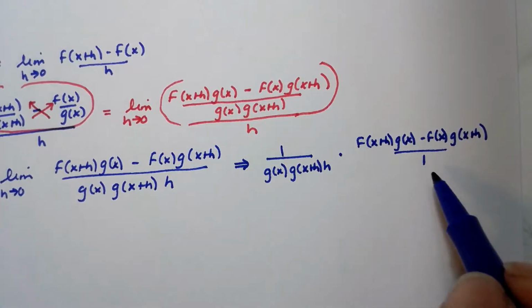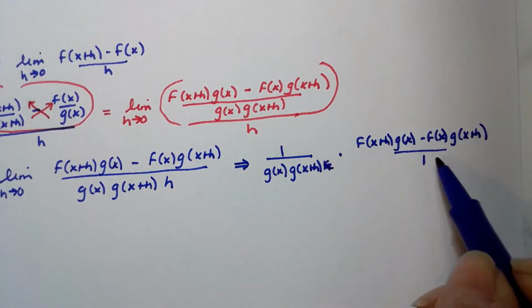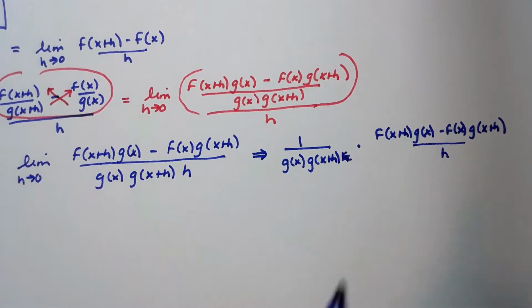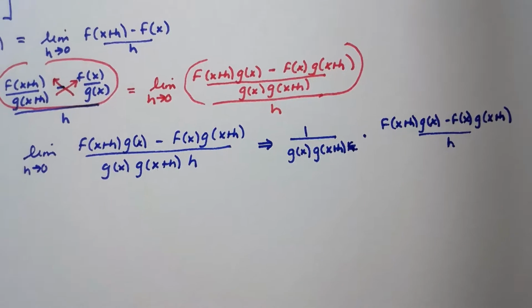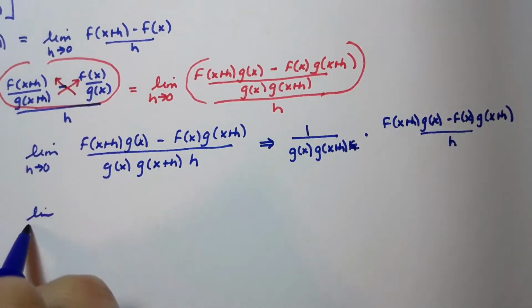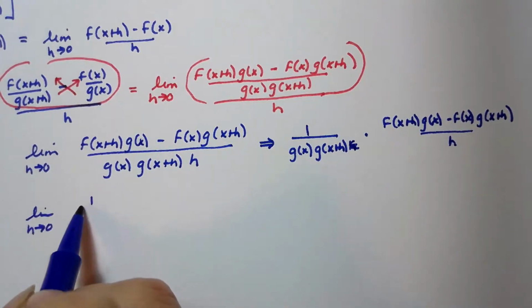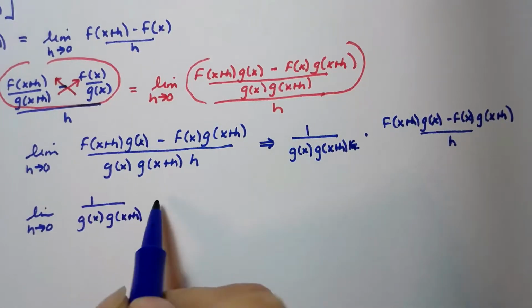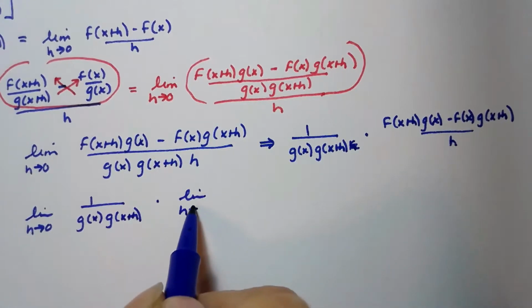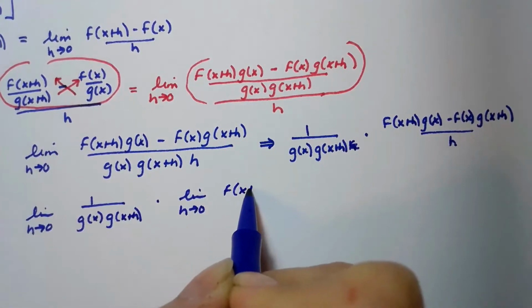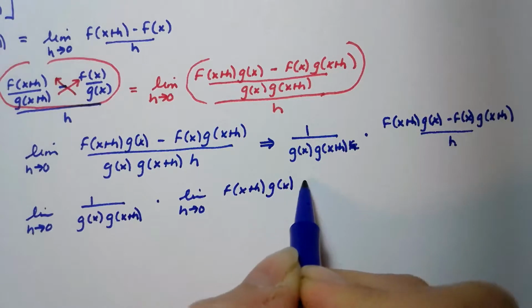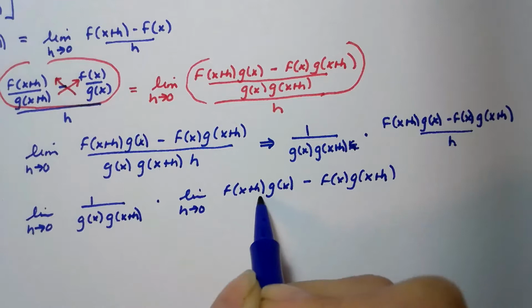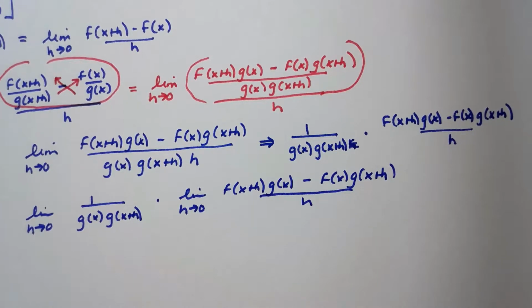But instead of putting this over 1, I'm going to move this h over here, like so. And since that's a product, I can use rules of limits. So I'm going to say the limit as h approaches 0 of 1 over g of x times g of x plus h, times the limit as h approaches 0 of f of x plus h times g of x minus f of x times g of x plus h, all over h. Okay?